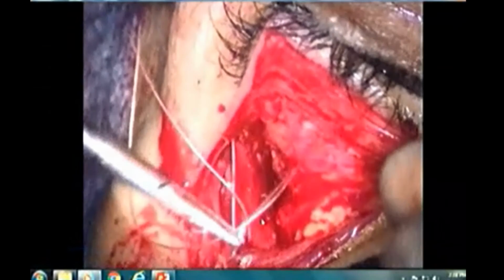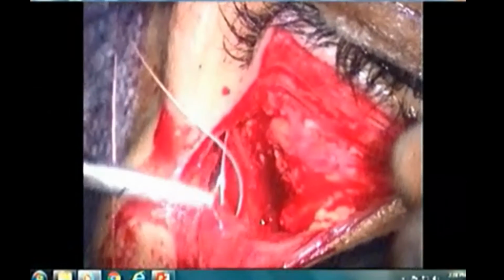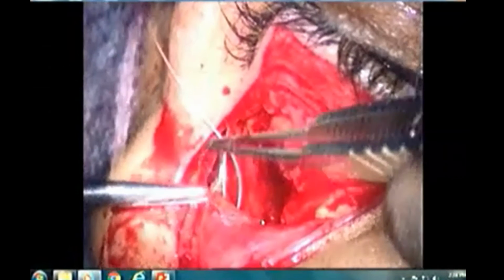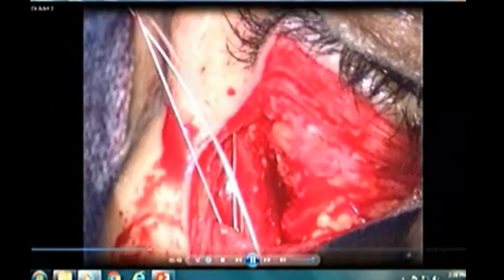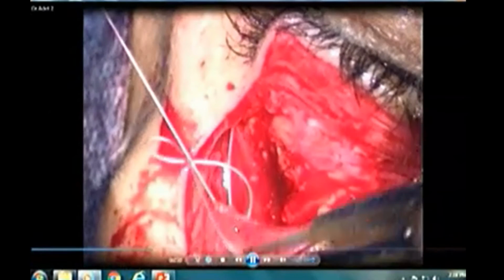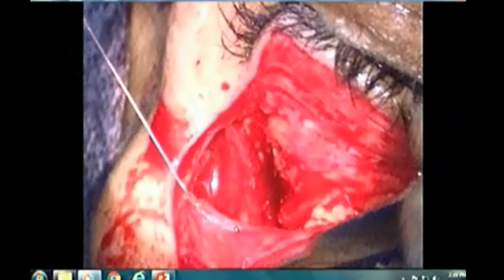I try to take a locking knot so it will hold the tissue well till it heals up. This is mainly in the malar fat pad, so it will lift the malar fat pad.